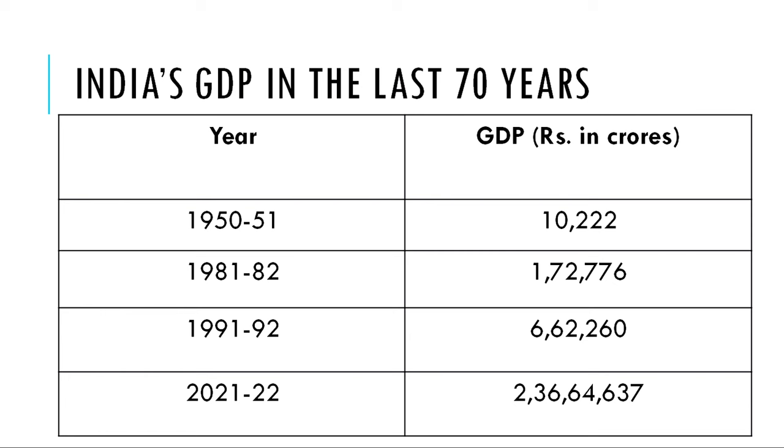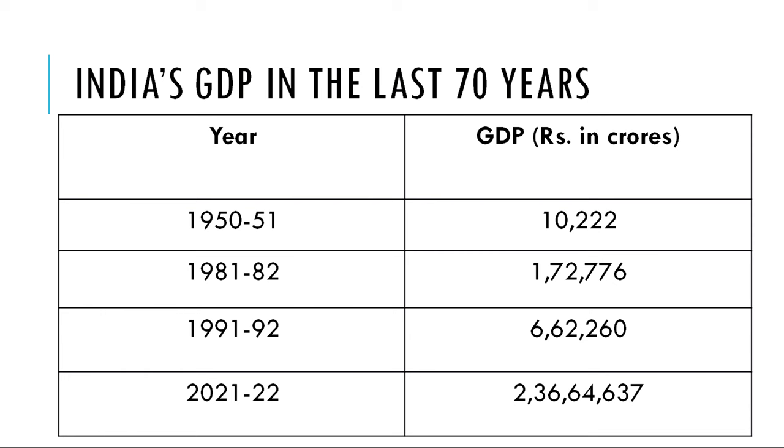If you look at the screen, you can see how much India was able to produce in goods and services in 1950-51. Our GDP was about 10,000 crore only. It increased to nearly 2 lakh crores in 30 years' time. And then, if you go to 1991, in 40 years' time, from 1,72,760 crores, I am just rounding off and giving you the number, in 1991-92 our GDP value increased to 6,62 crores.